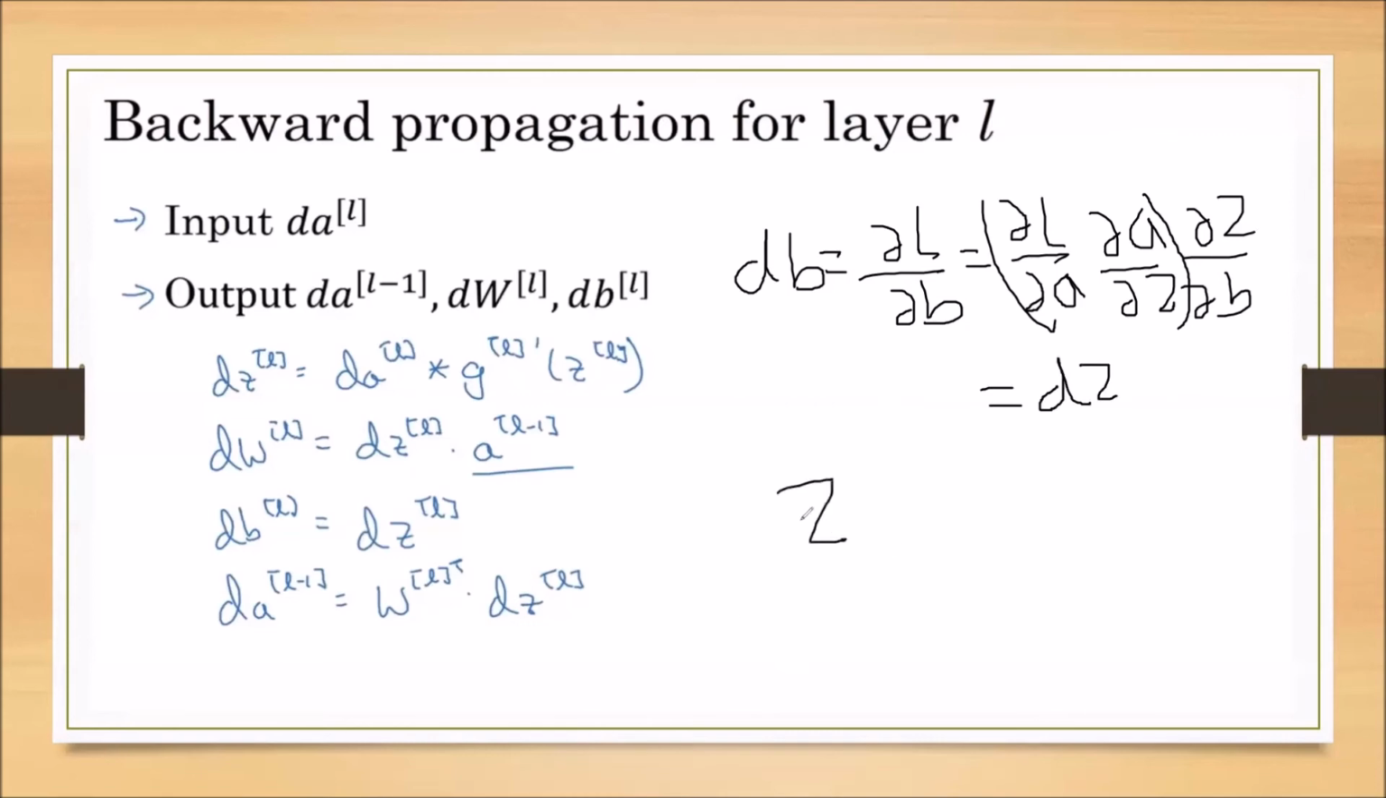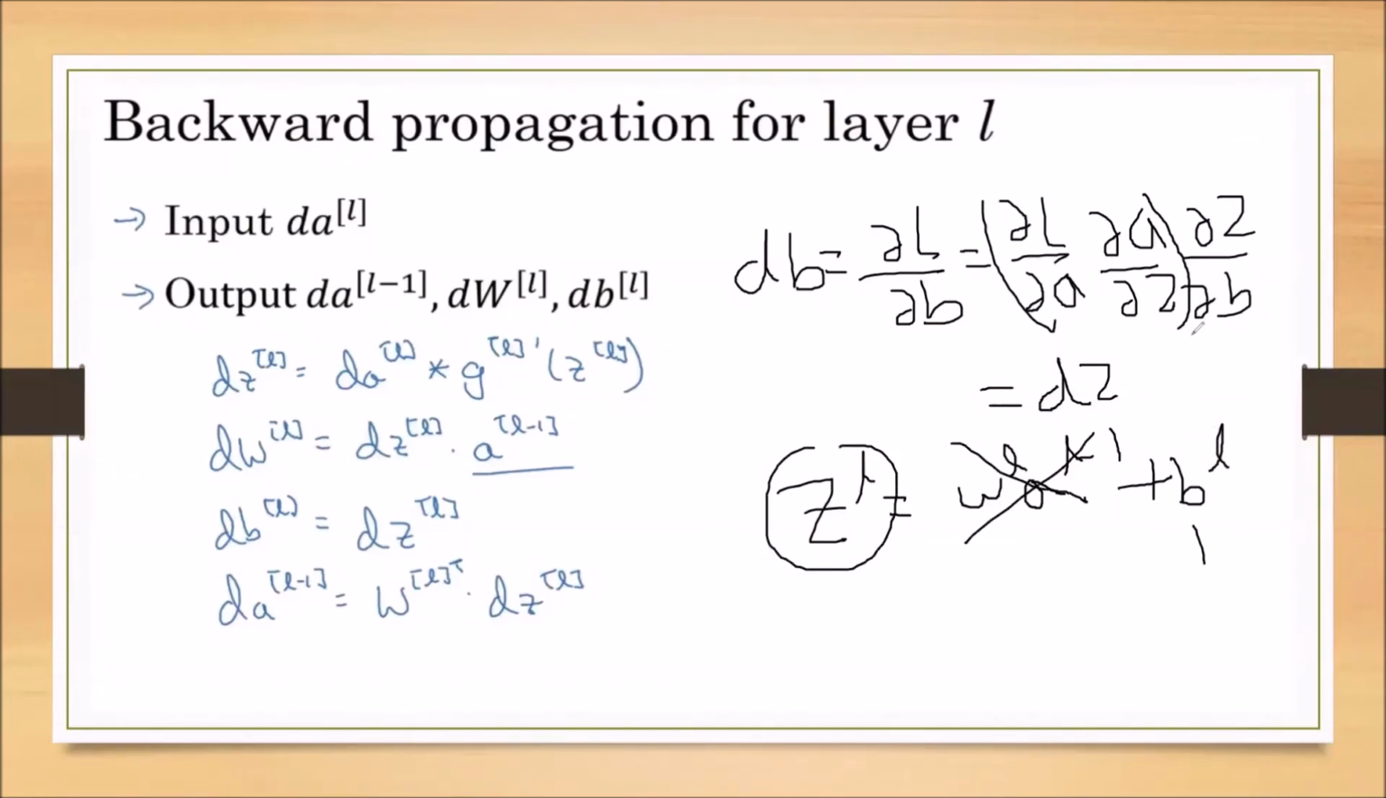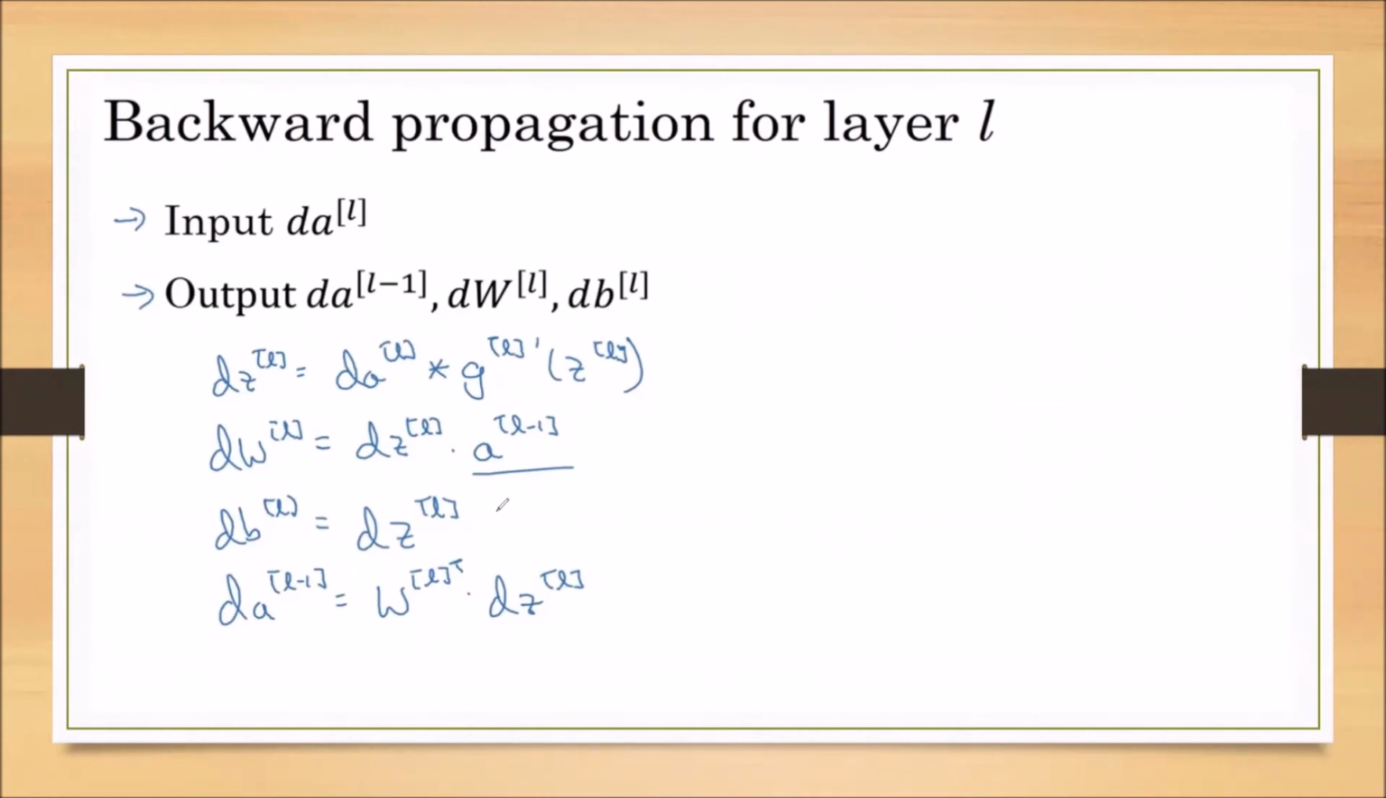What is this ∂Z/∂B? Already we know ZL is equal to WL into AL-1 plus BL. So when we are differentiating this ZL with respect to BL, first term is 0, second term is 1. So dZ into 1. So dB of L is dZ into 1. So by using the dA, we have calculated the dZ. By using the dZ, we have calculated the dW, and by using the dZ, we have calculated the dB.